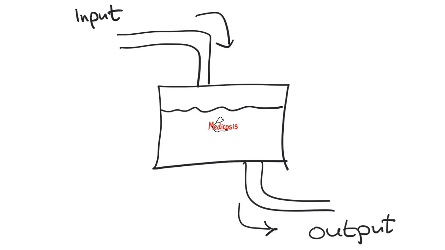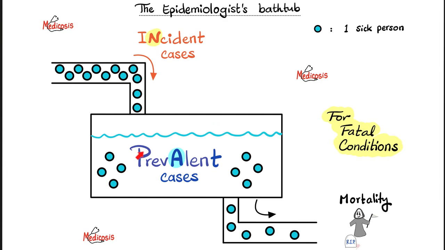The input that goes into the sink, this is incidence. Here's a mnemonic. Incidence is an input. That's amazing. But where's the prevalence? Oh, I know, Medicosis. The prevalence is the output. Shut the French toast up. The prevalence is what's in the sink. The output removes from the sink. Here is the bathtub. It's called the epidemiologist's bathtub.